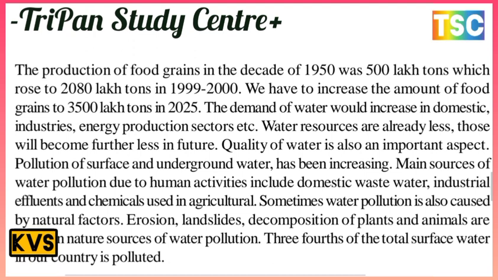The main sources of water pollution due to human activities include domestic waste water, industry, and chemical use in agriculture. Sometimes water pollution is also caused by natural factors. Erosion, landslide, and decomposition of plant and animal are the main natural sources of water pollution. Three-fourths of the total surface water in our country is polluted.